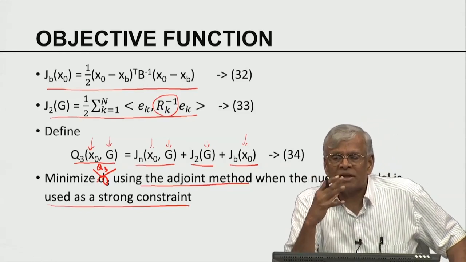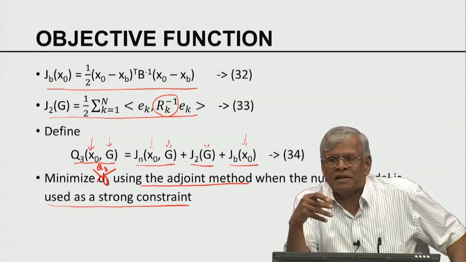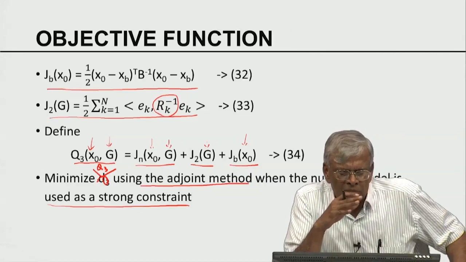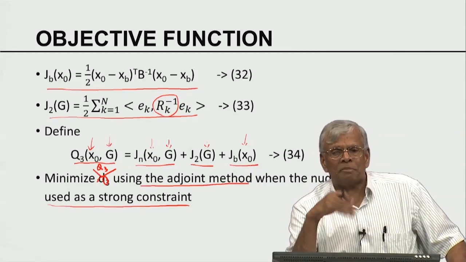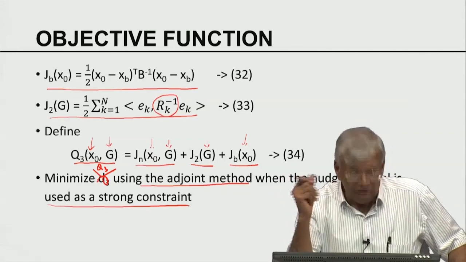You can see the power of the 4D-Var like principles where you can apply it repeatedly, whether it is estimating the initial state or parameters or anything else. So in this case, G is a parameter, you can think of it for the nudged model.